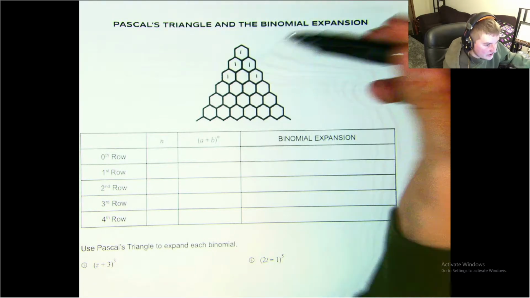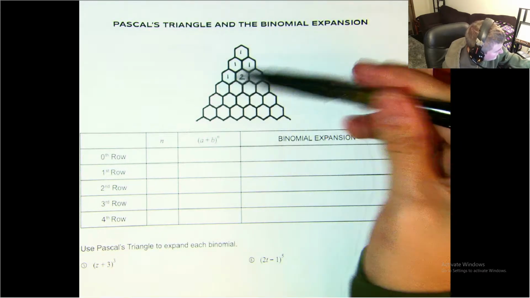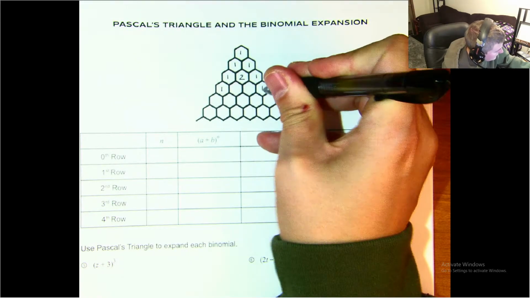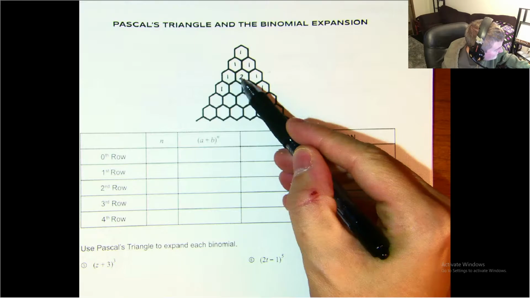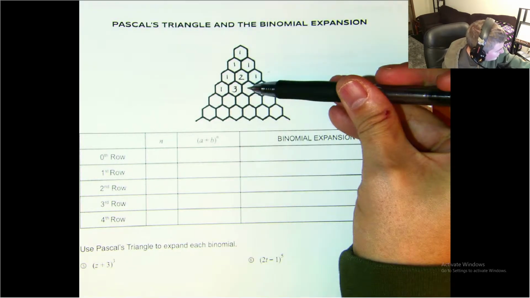So 1 and 1 is 2. And then here, this would be a 1, because like 1 and 0 and 1 and 0. But then if I want to get this one, I'm going to add these two together. So this is going to be 3. And then this would also be 3.